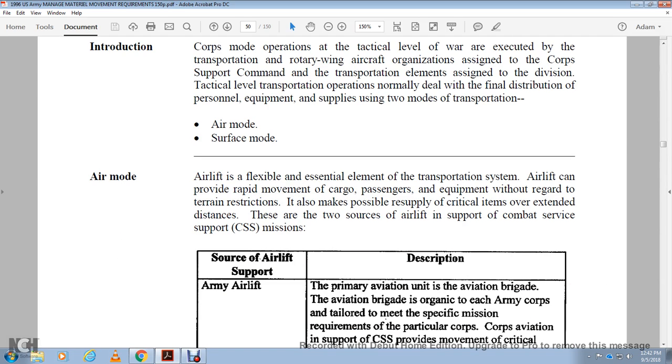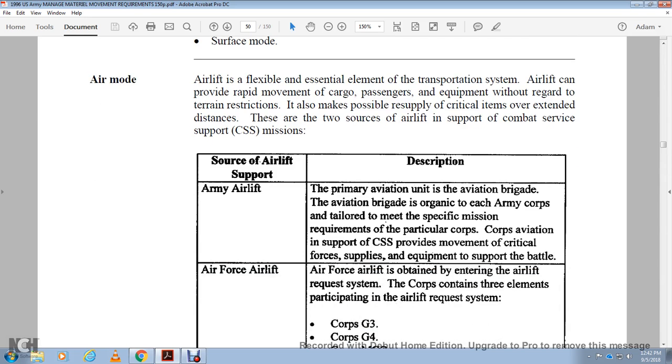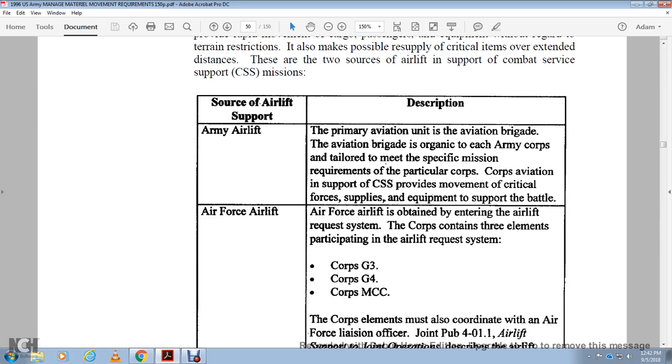It makes possible resupply of critical items over extended distances. There are two sources of the airlift that support the combat support mission. Army Airlift, the primary aviation brigade. The aviation brigade is organized to each of the Army Corps, tailored to meet the specific mission requirement of the particular Corps. The Corps aviation of the Combat Service Command. Combat service support provided the movement of critical forces, supplies, with equipment support, battle, airlift.